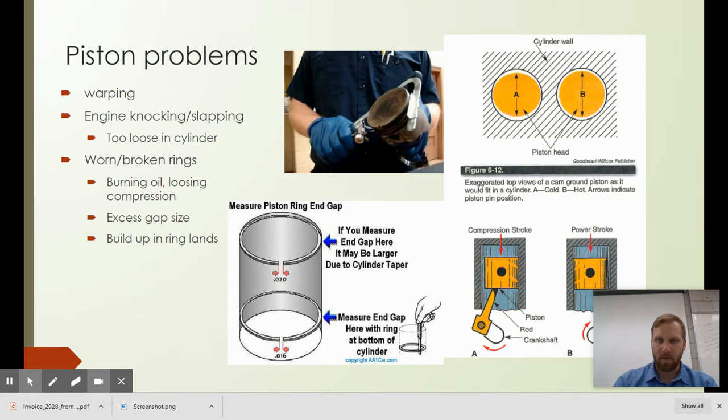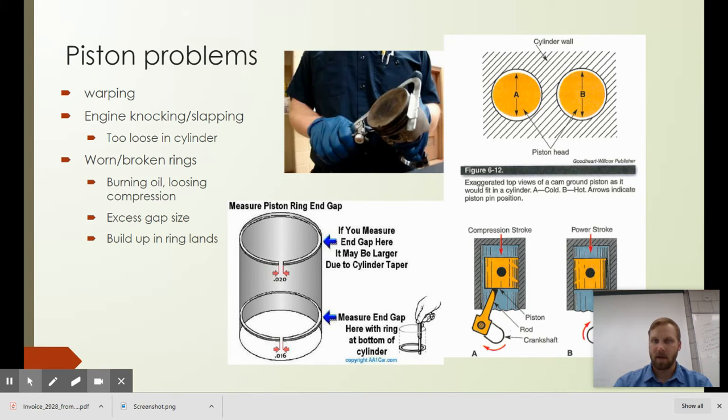So another common problem that we will come across is that the piston rings can get worn down over time. Again, this is generally caused when we have a lack of oil and the engine starts getting too hot, and those parts will start to overheat and either break or they will wear down over time. If they're worn just in general, this usually will result in some kind of a compression loss.